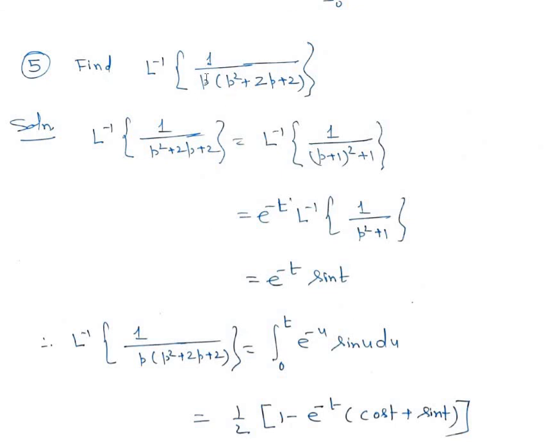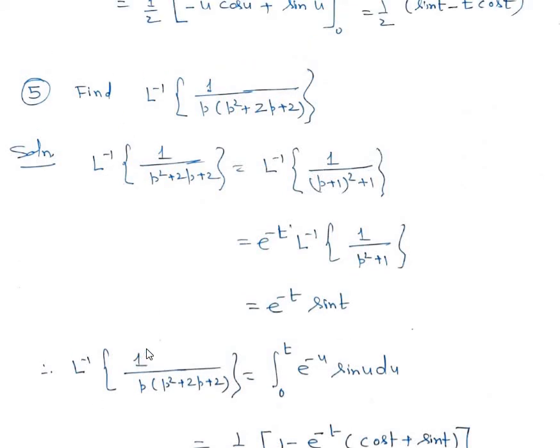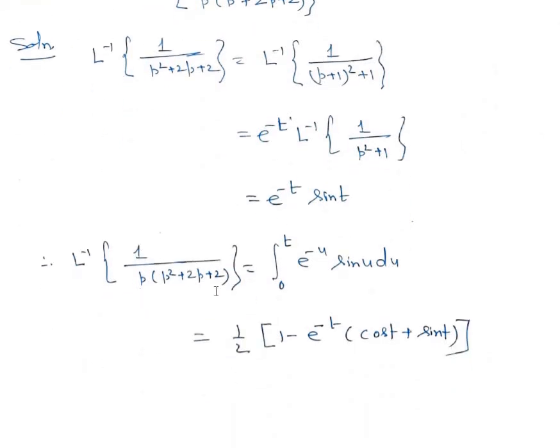And now because we are dividing here by p, therefore L inverse of 1 upon p into p square plus 2p plus 2 is equal to 0 to t e to the power minus u into sin u du. And now integrating it by parts, we shall get the answer as 1 by 2 into 1 minus e to the power minus t into cos t plus sin t.